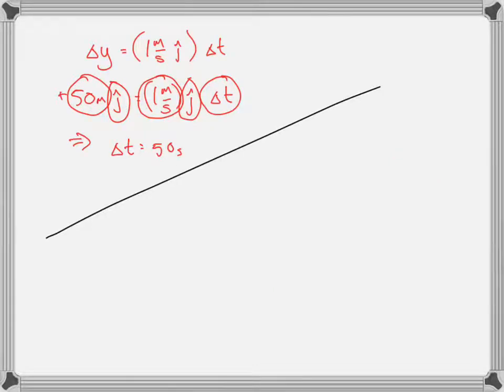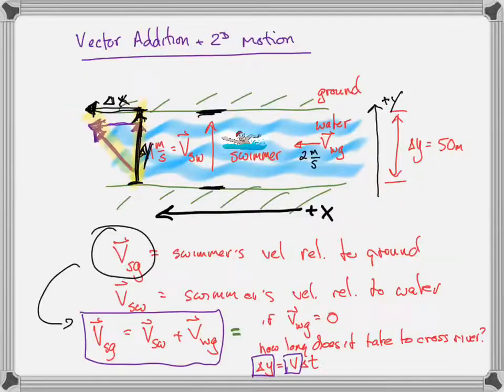So we can say in the y direction, the swimmer is going 50 meters. 50 meters. That's the x direction. 50 meters in the y direction. And in the y direction, the swimmer is still swimming, what was it? The swimmer is still swimming relative to the shore, 1 meter per second.